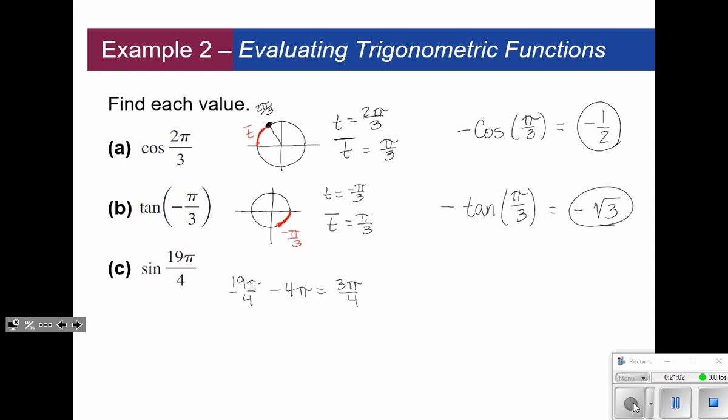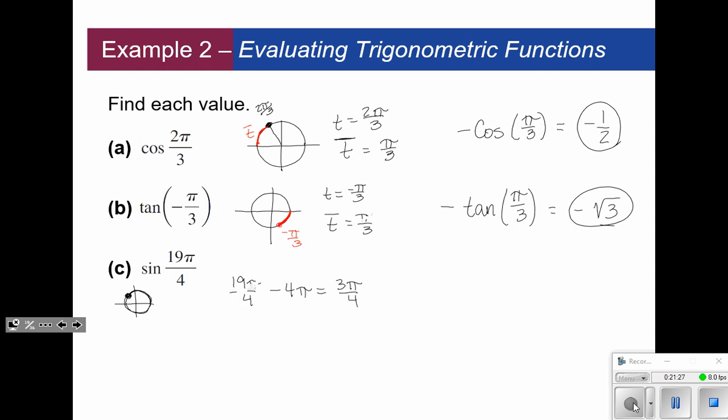Why am I taking off the 4 pi? Because that's 2 full circles of the unit circle, 2 revolutions. I'm just subtracting them off because they didn't change anything. I just made 2 complete passes: 1 pi, 2 pi, 3 pi, 4 pi. So take that off. What I'm left with is 3/4. So I'm left like right there.